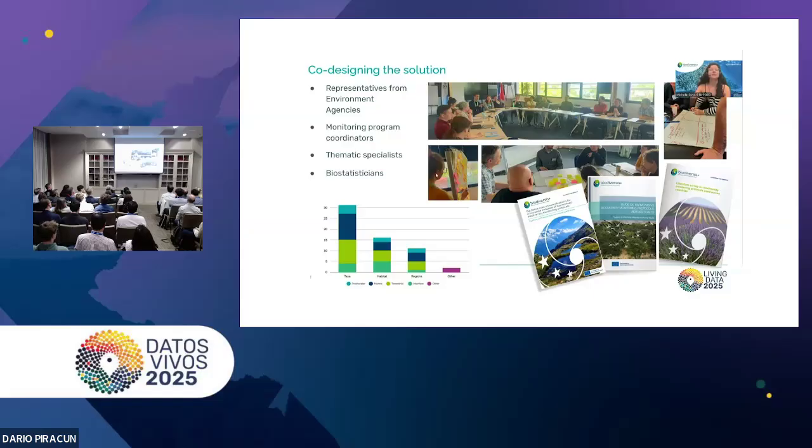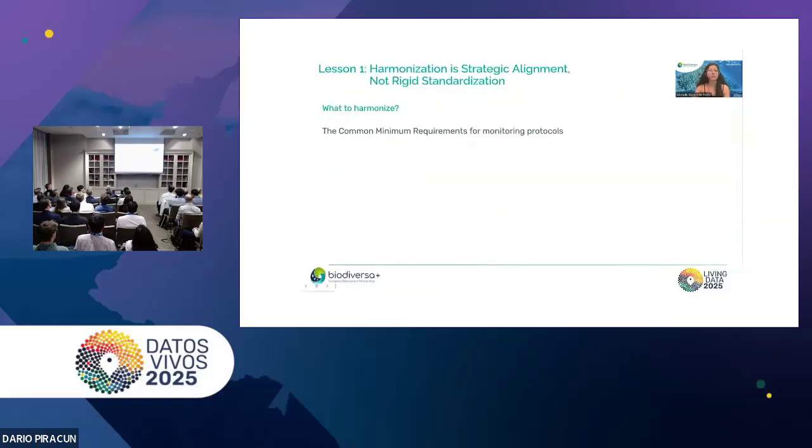We learned two main lessons. So lesson one, harmonization is a strategic alignment, not a rigid standardization. So it's not about forcing everyone to use the same field tools, because that would just be messy and honestly impossible. Instead, we align the critical elements that guarantee interoperability. So what we would agree on are the common minimum requirements for the monitoring protocols.